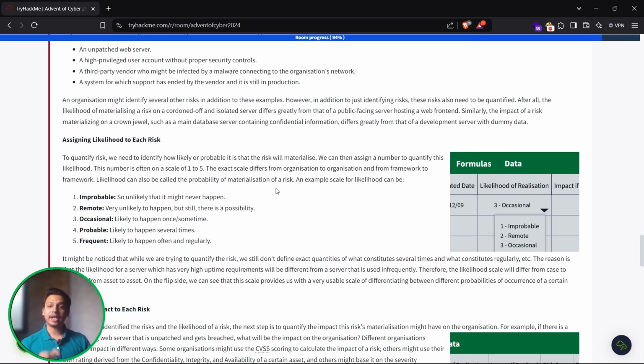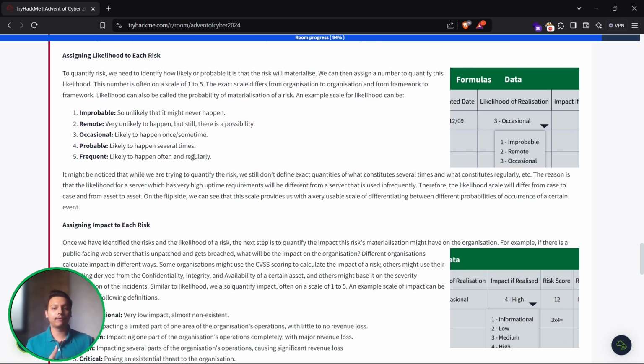An organization might identify several risks in addition to these examples. However, in addition to just identifying the risk, the risk also needs to be quantified. After all, the likelihood of a risk materializing on an isolated server differs greatly from a public facing server hosting a web front. Similarly, the impact of a risk materializing on a crown jewel such as the main database server containing confidential information differs greatly from a development server with dummy data, right? So every risk depends on the severity.